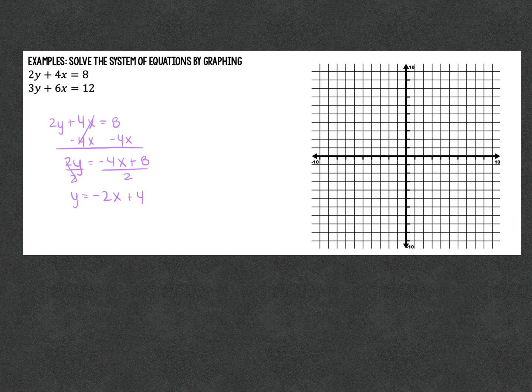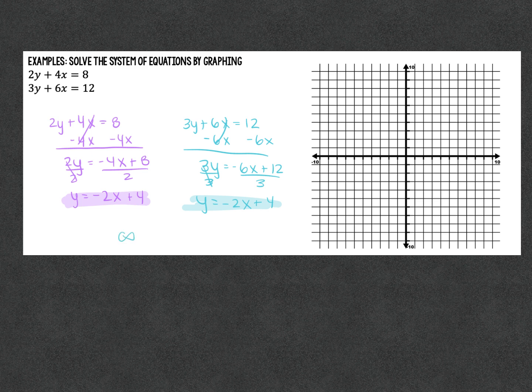Okay, let's do our other one. We're going to move our x's over. And then divide everything by 3. 6 divided by 3 is 2, and then that one is 4. And we can see right here, we ended up getting the same exact line, right? This one and this one are the same line. So we know before we even graph it, this is going to be infinite solutions, okay?